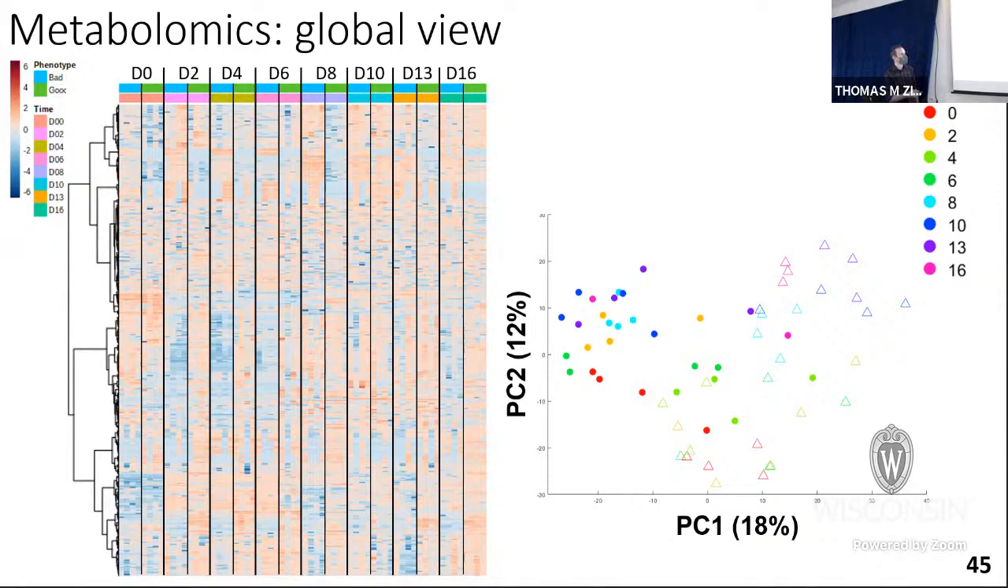This one doesn't really separate in time, but we do see this interesting separation in principal component 1, which I will say doesn't explain a lot of the variance. It only explains about 18% of the variance in the data. But we do see essentially very low scores of this principal component in the good differentiations versus in the bad differentiations, shown in the triangles here.